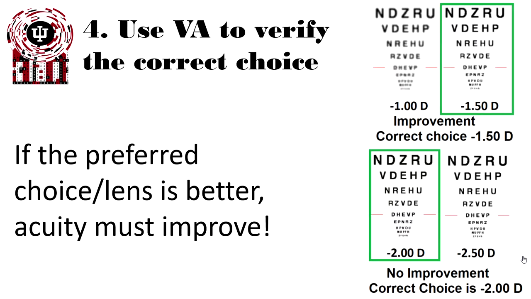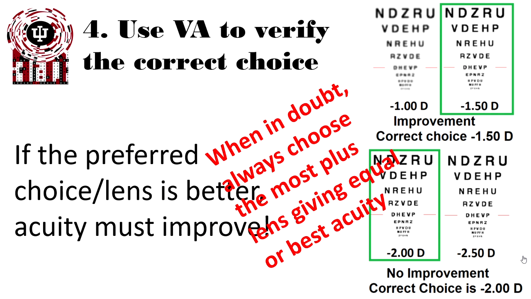Number 4, use VAs to verify the correct choice. If the preferred choice or lens is better, acuity must improve. Here we have 2 examples. We've given a -1 and a -1.50 lens. The patient improves visually with the -1.50, they see better, so the correct choice is the -1.50. In the choice below, though, we still have that next choice. We have a half diopter more minus in one option, but it doesn't improve acuity, and acuity remains exactly the same. That means the correct choice was the previous lower minus lens, the -2 diopter lens. When in doubt, always choose the most plus lens giving equal or best acuity.